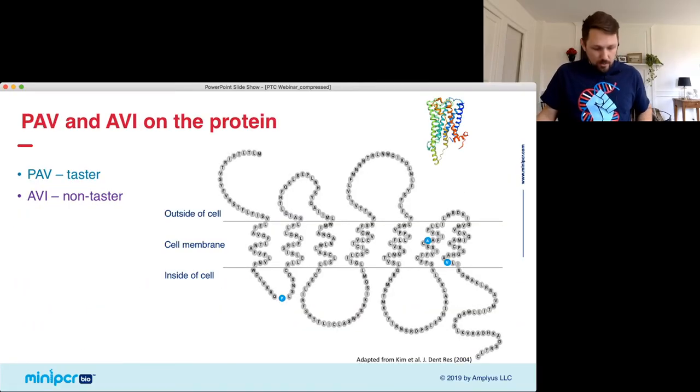So up here is the protein as it looks sort of 3-dimensionally when I showed you that before, inserted in the membrane. Here we've taken it and we've sort of opened it up so we can see the whole amino acid chain. And the important thing here is that I've just pointed out where those PAV and AVI changes are. So PAV in the taster allele and the AVI, the non-taster allele, looks exactly the same, just at those 1, 2, 3 places we've made small changes.